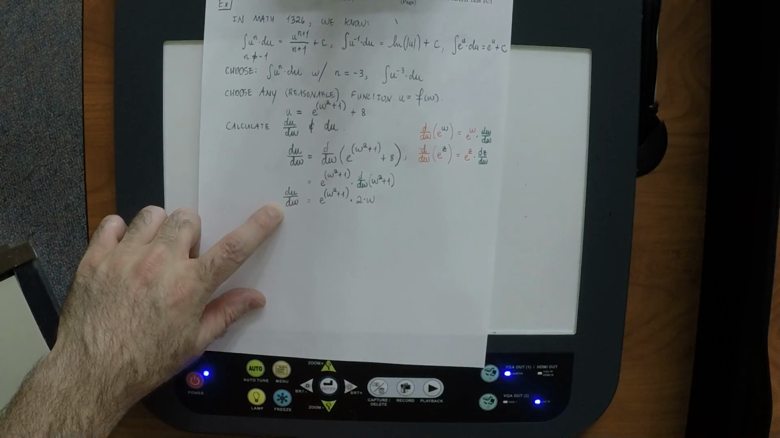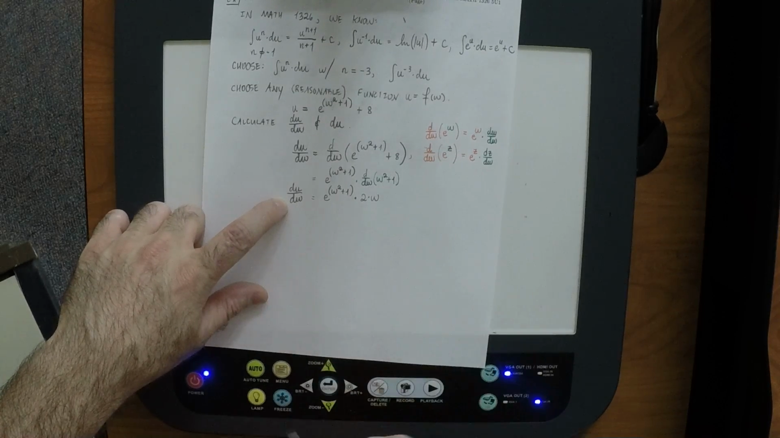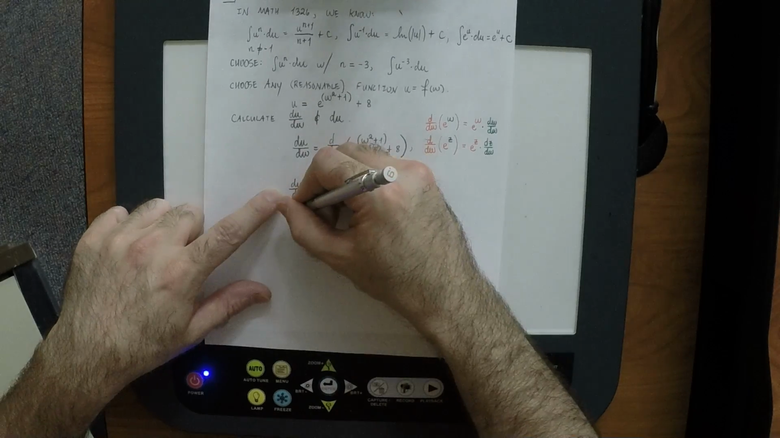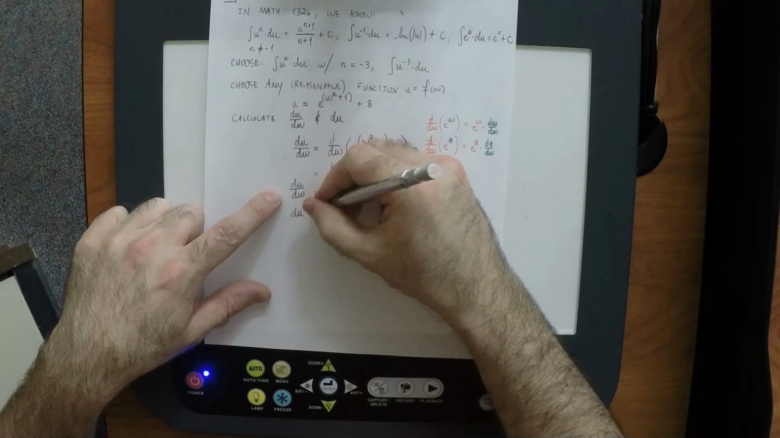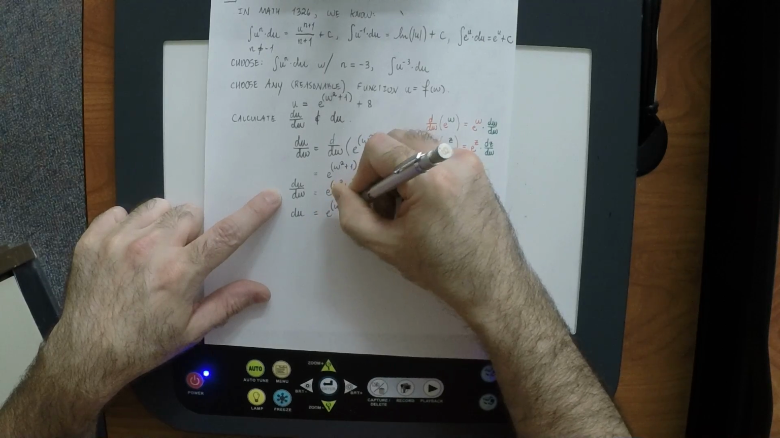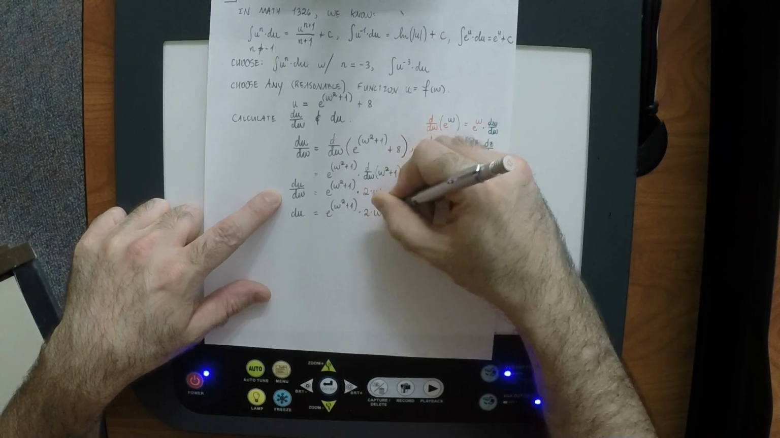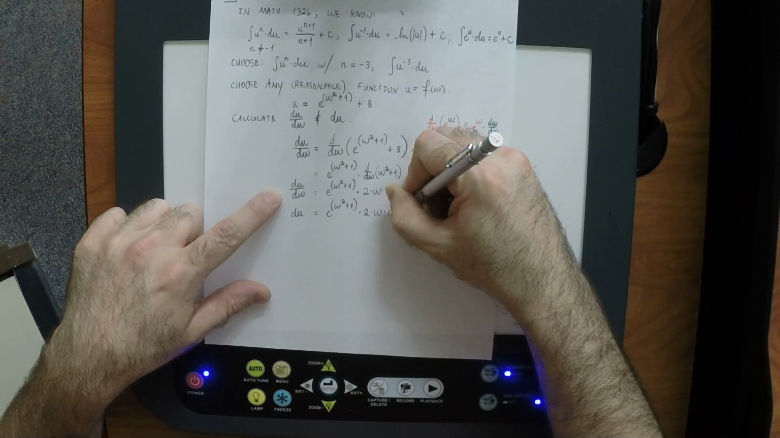So now we want to solve for du. So how do you solve for du? We just put the dw on the other side, right? So that we'll have du is exponential w squared plus 1 times 2 times w times dw, like so.